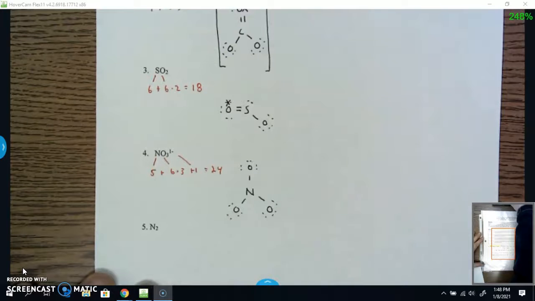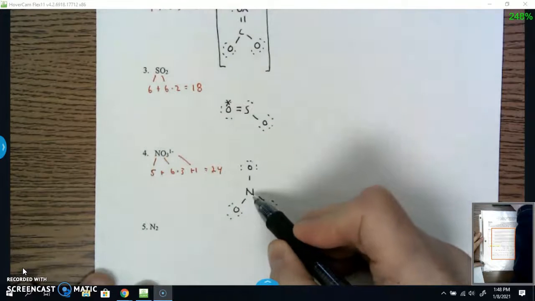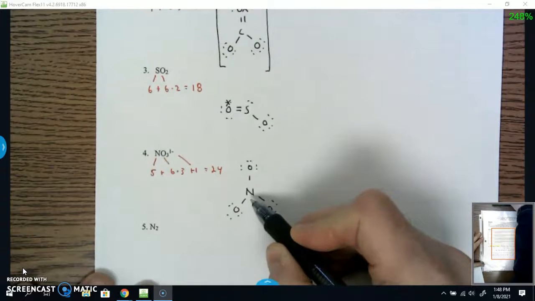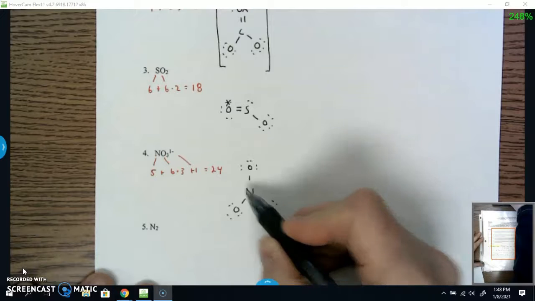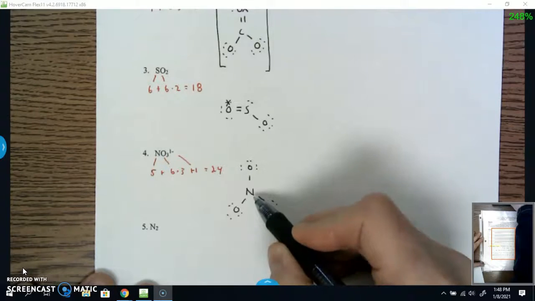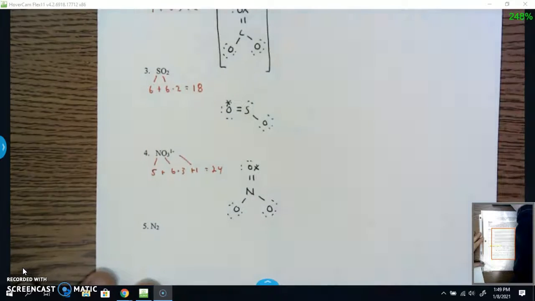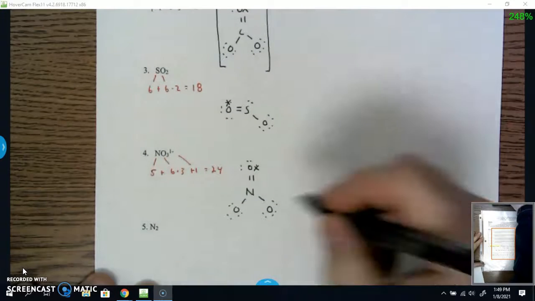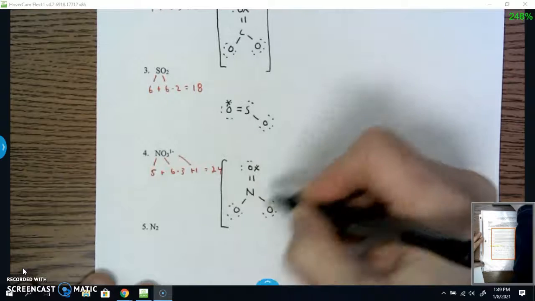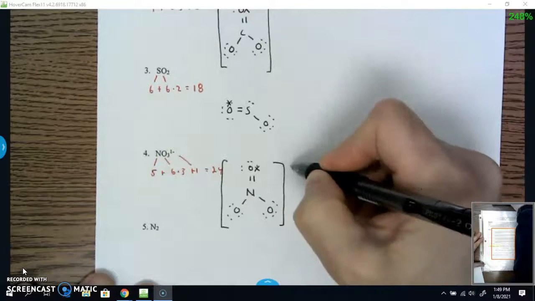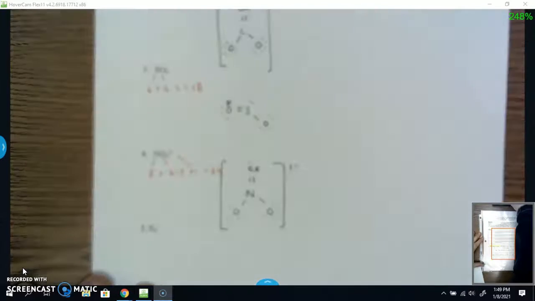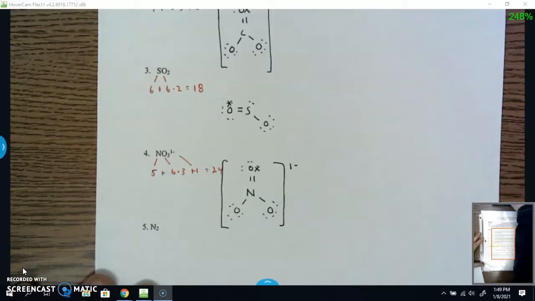Step number 5 is about the octet rule. Spot that this pattern right here around nitrogen represents 6. What do I do when I've used all 24 but the central atom isn't following the octet rule? Cross out and share. Last part of step 5, draw it in brackets since it's a charged polyatomic ion, and put the charge in the upper right hand corner.